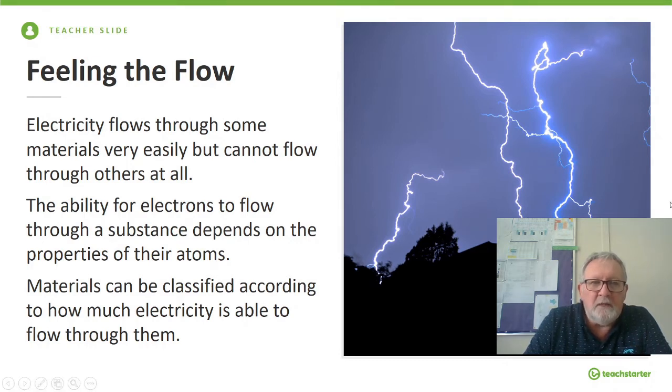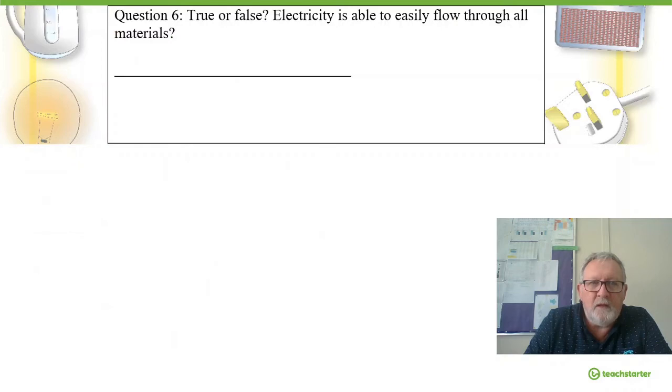Feeling the flow is the name of this slide. Electricity flows through some materials very easily, but cannot flow through others at all. The ability for electrons to flow through a substance depends on the properties of their atoms. Materials can be classified according to how much electricity is able to flow through them. Let's have a look at the question.